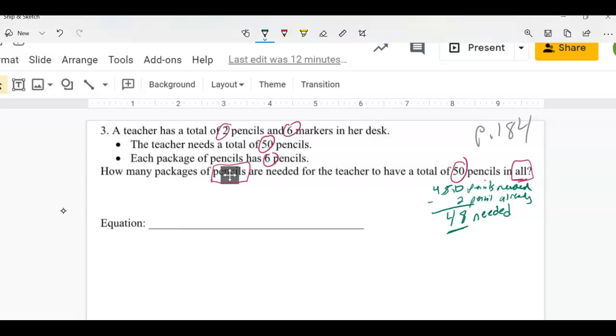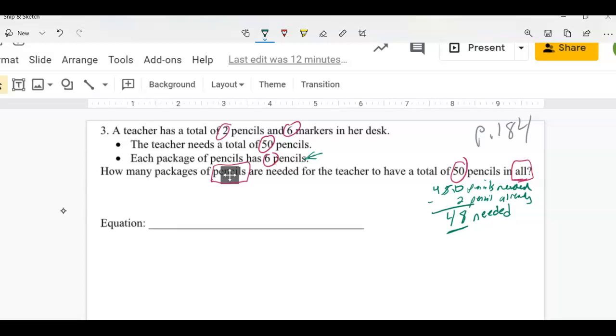Okay, so right now we know that there are 48 pencils needed. She needed 50 total, and since she's already got 2, she only needs 48 more. And now we need to determine about the packages. How many packages of pencils are going to be needed? Each package contains 6 pencils. So there are 6 pencils in each package, and she needs 48.